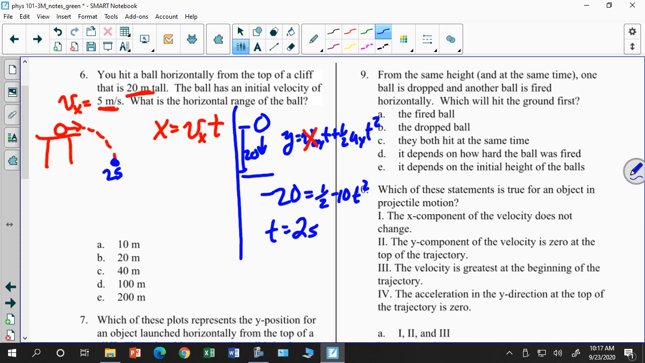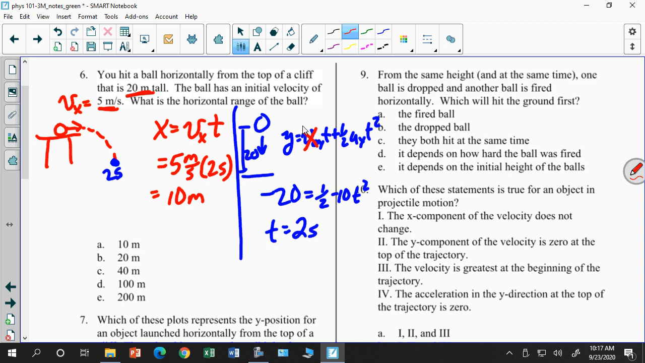And that could be the question too. I could ask you, what is v naught, or how long does it take to reach that? But then if I want to know the horizontal range, I come back here and I get 5 meters per second. At 2 seconds, that's going to be 10 meters.